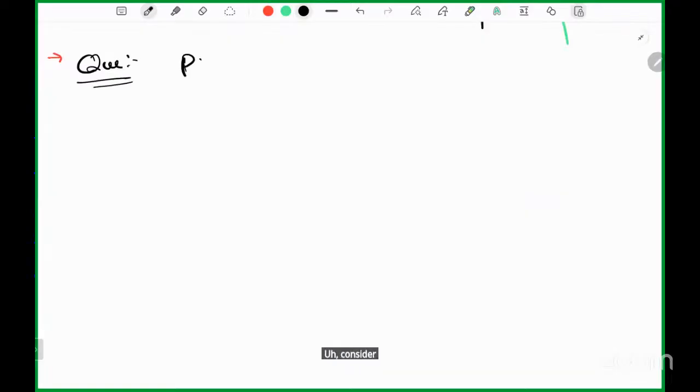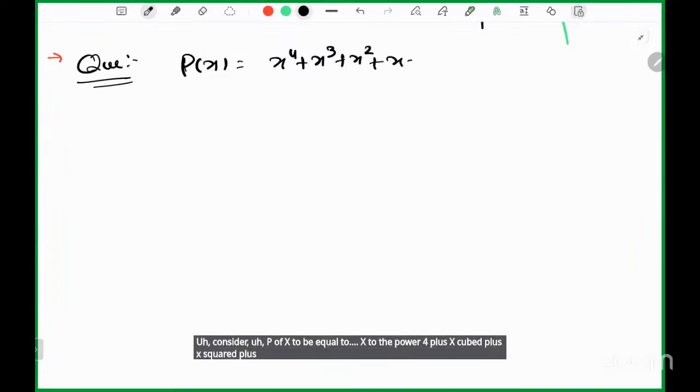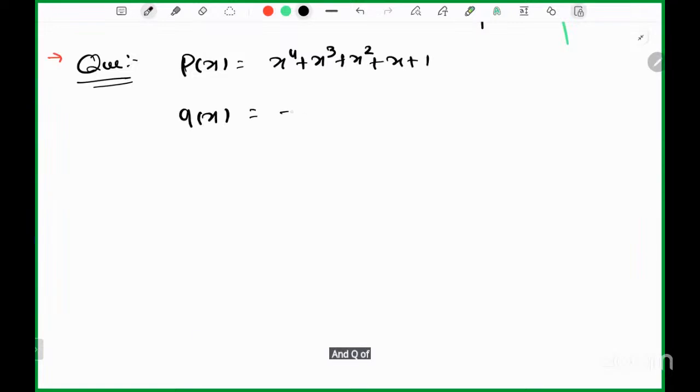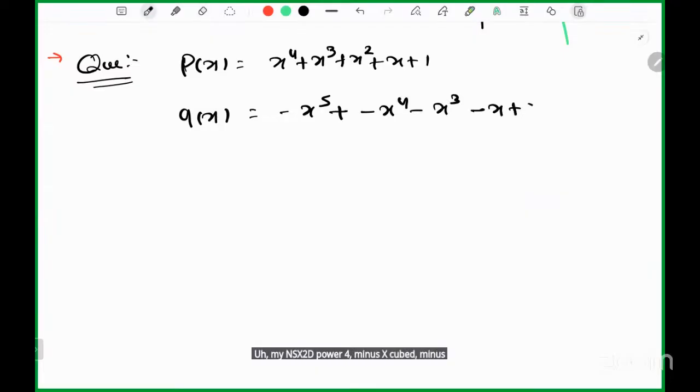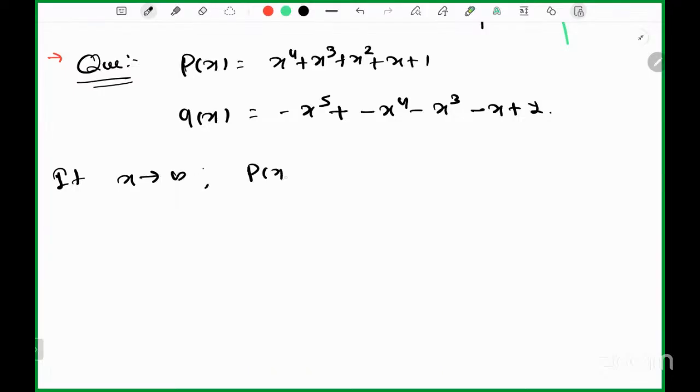Consider p of x equal to x to the power 4 plus x cube plus x square plus x plus 1, and q of x is minus x to the power 5 plus x square minus x to the power 4 minus x cube minus x plus 1. Okay, if I ask you, if x goes to infinity, p of x goes to what will be your answer? Infinity, right? Because p of x is an even degree polynomial, so that's why it goes to infinity.